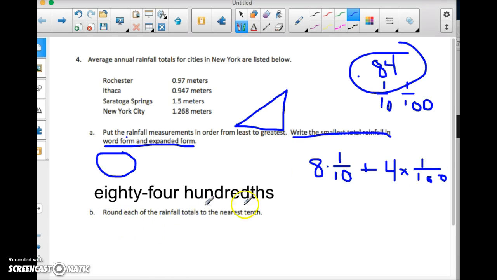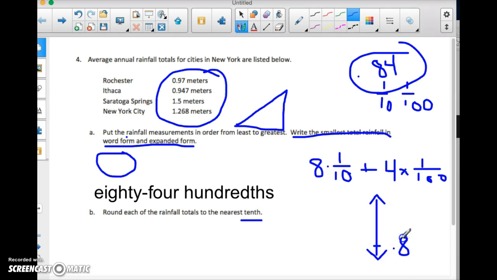So that's what you need to do for part A. Now it says round each of the rainfall totals to the nearest tenth. So I need to take each of these numbers and I need to round them to the nearest tenths place. Okay, so I'm going to round 8.84 to the nearest tenths place. So I'm going to draw my number line, and you can draw it if it's helpful to you. You don't have to.